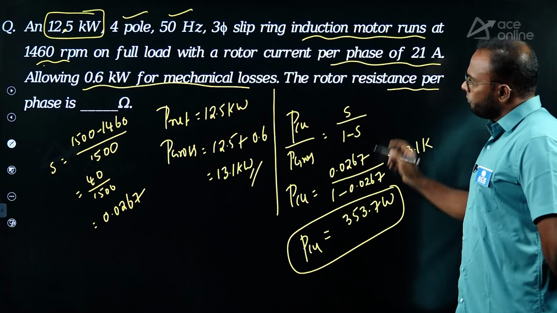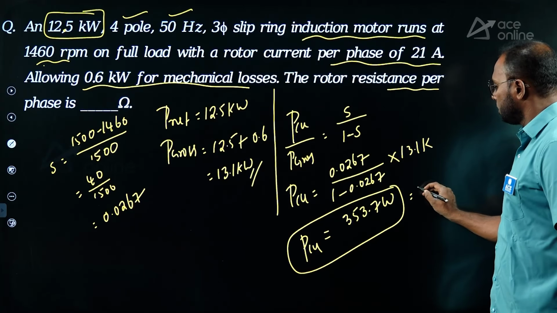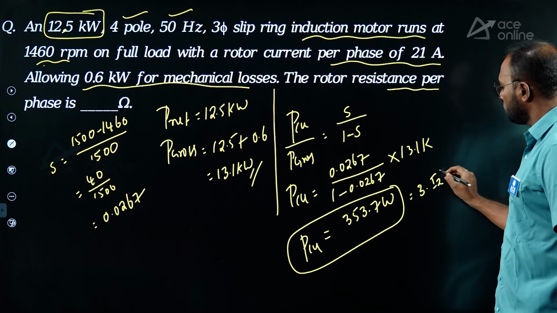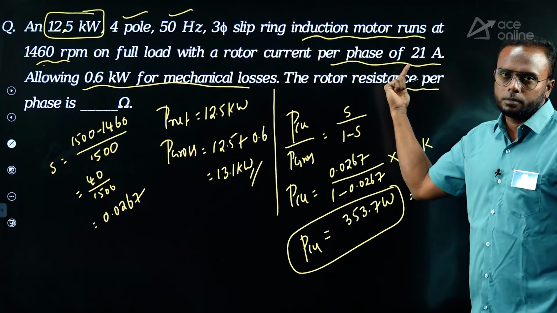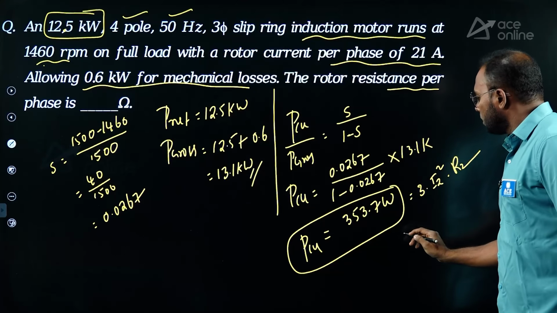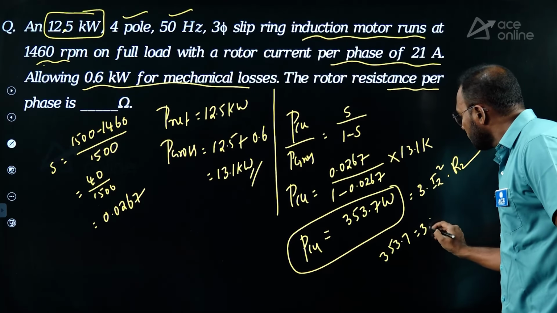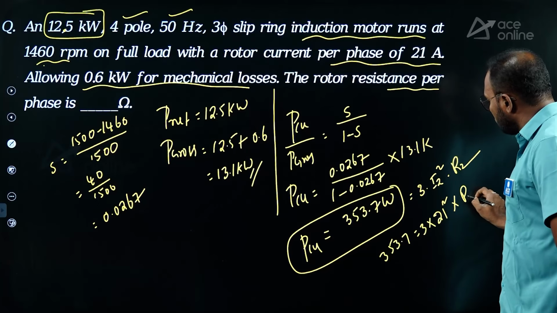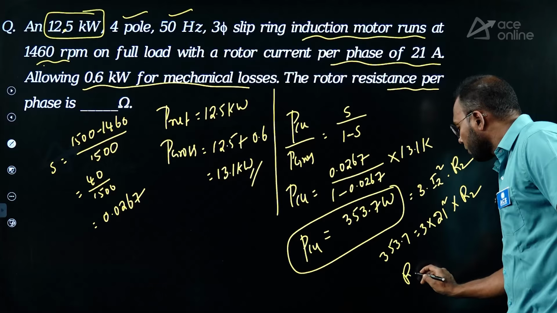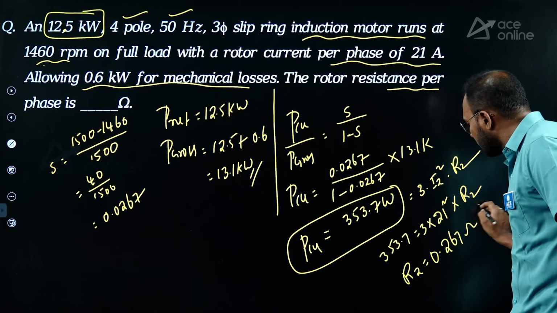Now we need the rotor resistance. So what is the copper loss formula with respect to the equation? 3I square R, no? 3 phase it is, 3 I2 square R2. So here the current is given, how much current it is taking at this condition. Now 353.7 equals 3, what is the current? 21 square into resistance, unknown for us, 3I square R. Then simplify that, we get the R2 value 0.267 ohms.